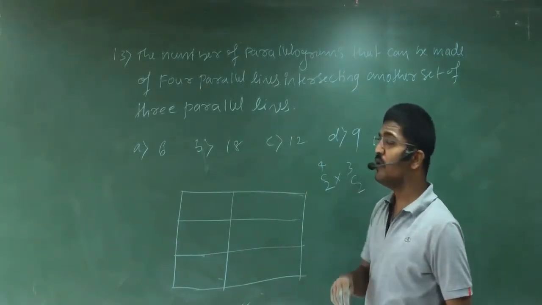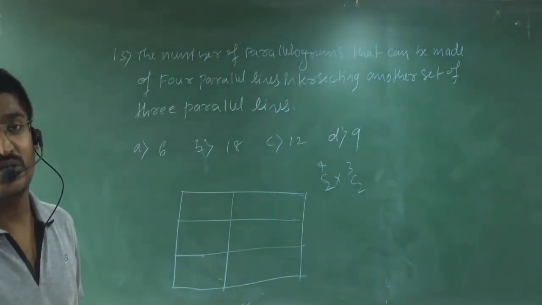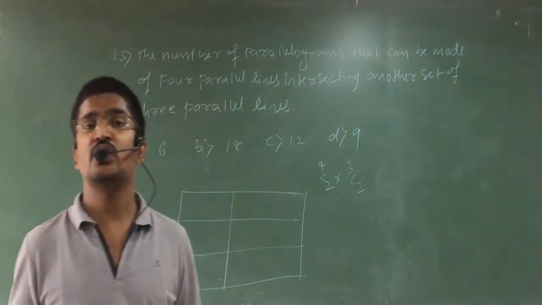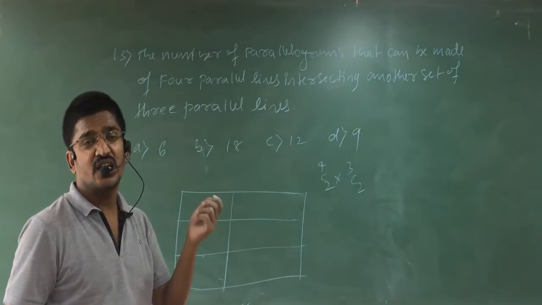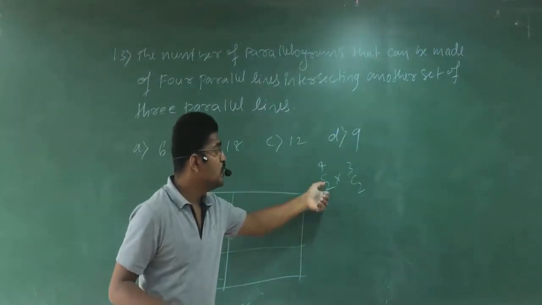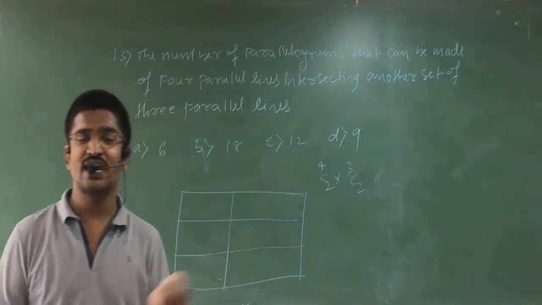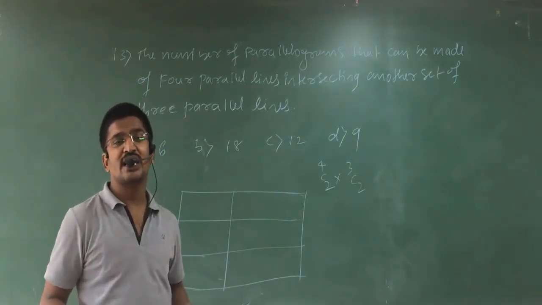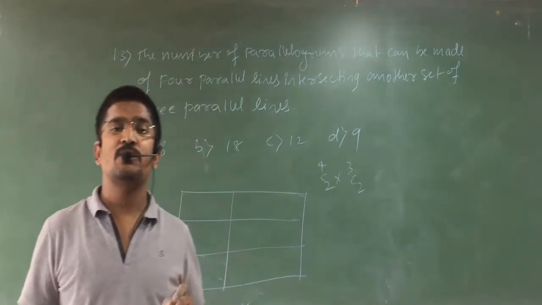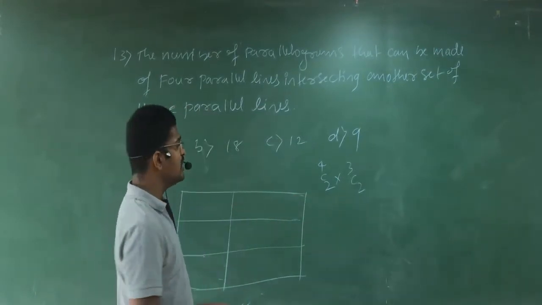Clear? This type of problem we have already solved once. From m number of horizontal parallel lines and n number of vertical parallel lines, if they intersect each other, mC2 into nC2 was our formula. Already we have discussed this formula. If they intersect each other, the formula is nC2 multiplied with mC2. So therefore, here 4C2 multiplied with 3C2.